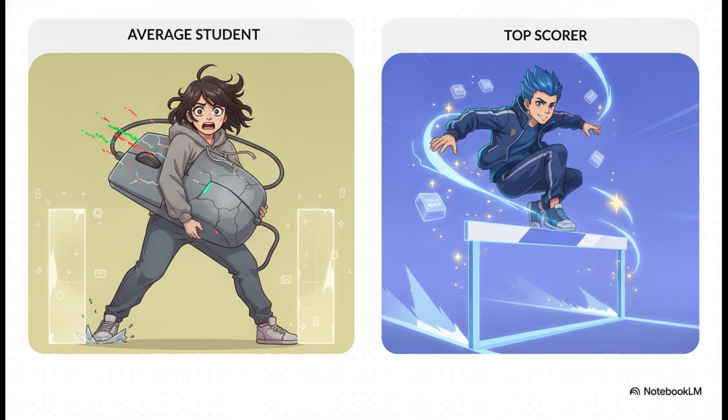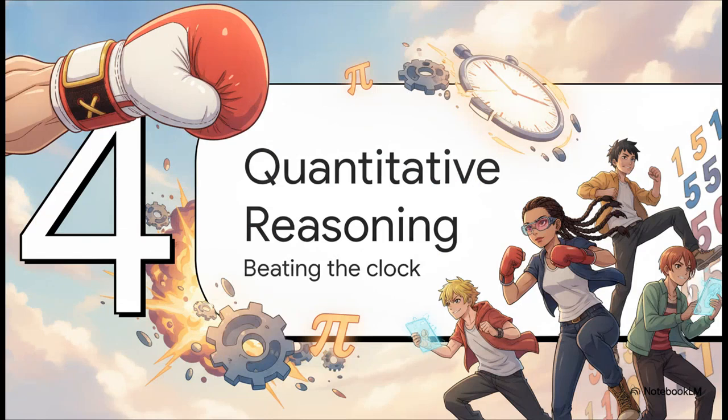The average student wastes seconds clicking around, relies on clunky tools, and panics when things get tough. But the top 1% score? They operate totally differently. They use their shortcuts, rely on sharp mental math, and they are absolute masters of the strategic skip. Time for Phase 4, conquering quantitative reasoning.